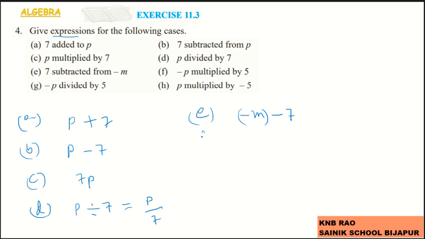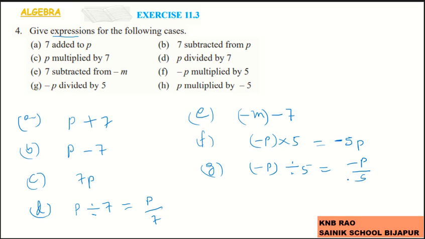Next, F: minus p multiplied by 5. That means minus p into 5, which is negative into positive, negative only. 5 into minus p is minus 5p. Next, minus p divided by 5, which is nothing but minus p upon 5. Next, H: p multiplied by minus 5. So p into minus 5 is again positive into negative, giving negative only, minus 5p. Both are the same.